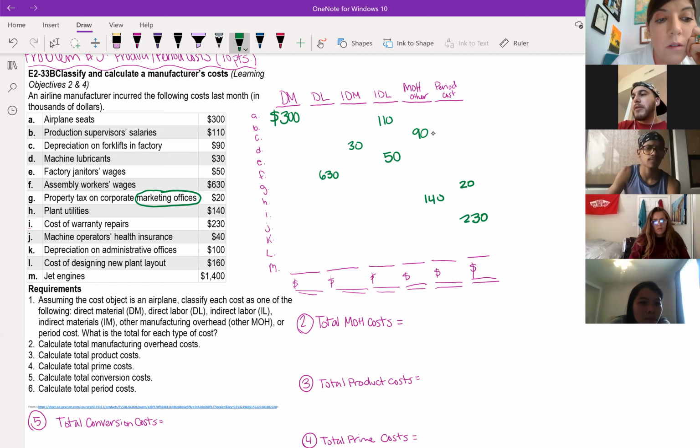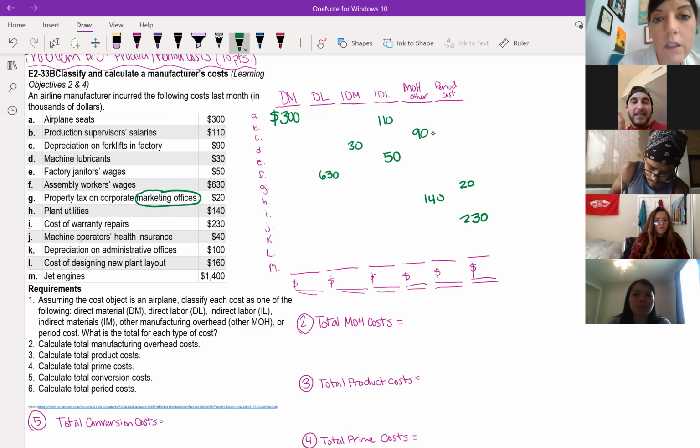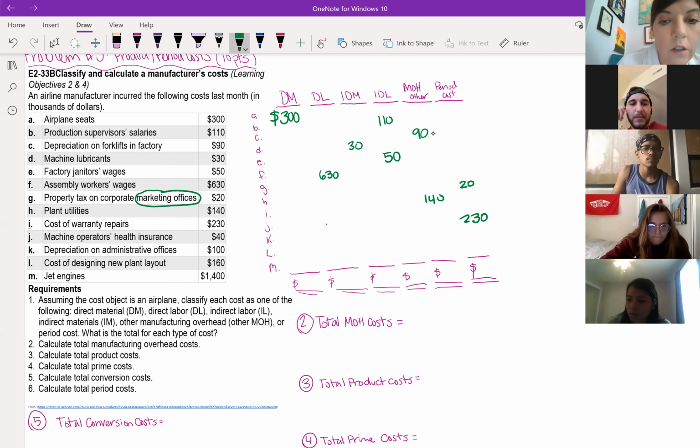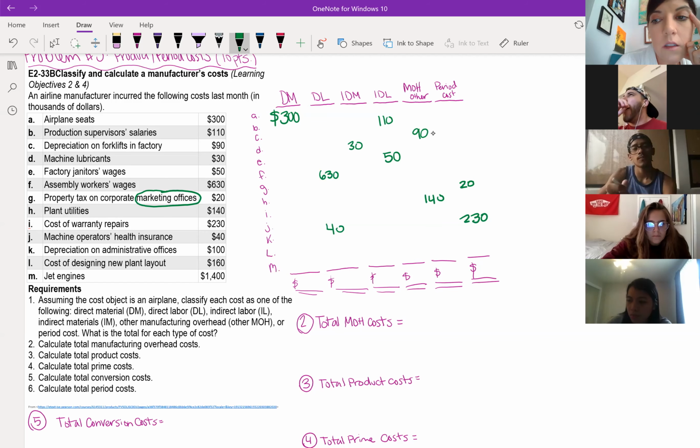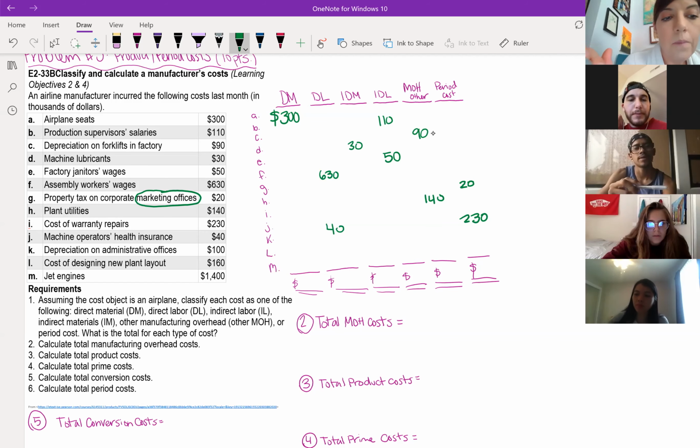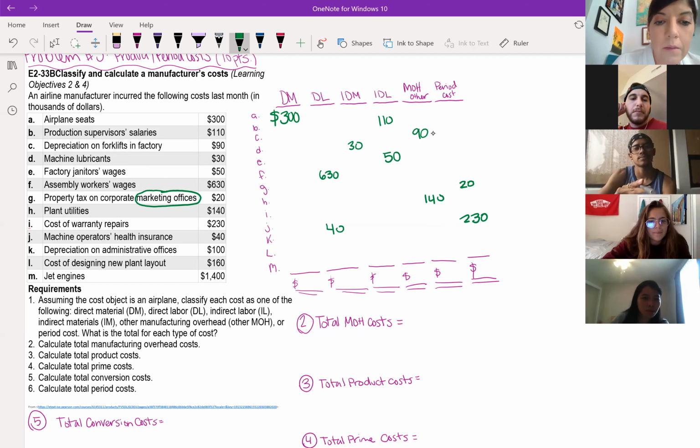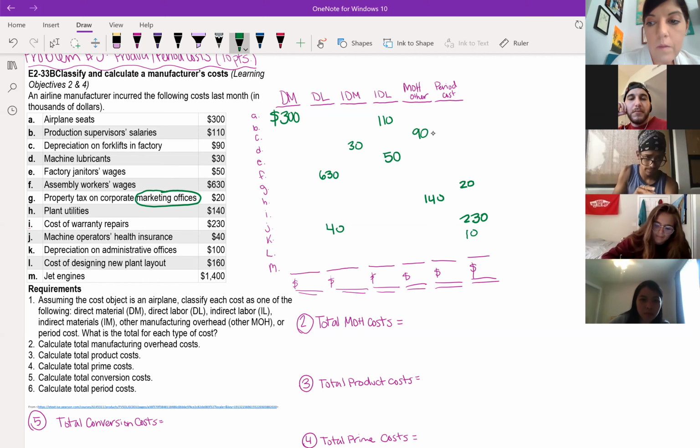For part J, machine operators' health insurance. So is it direct material or direct labor? Direct labor. Yep. So the people that are putting the airplanes together, it's their health insurance. And it's $40, so it is direct labor. Depreciation on administrative offices. Period cost.